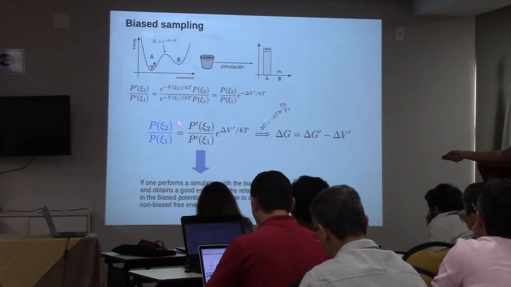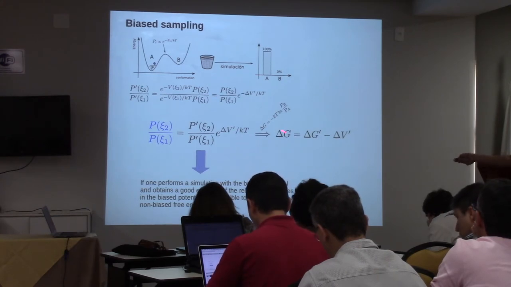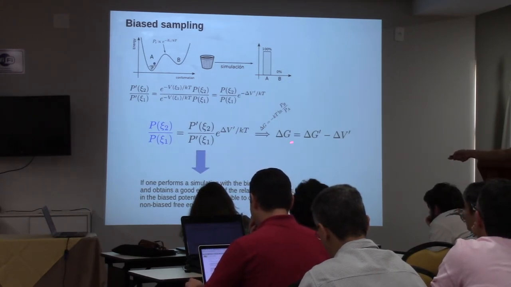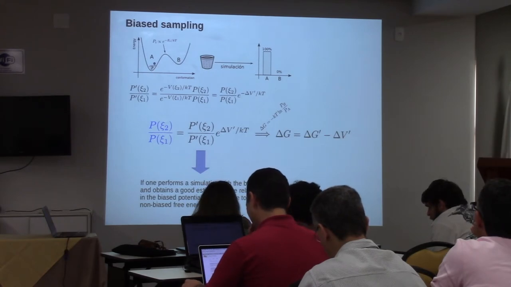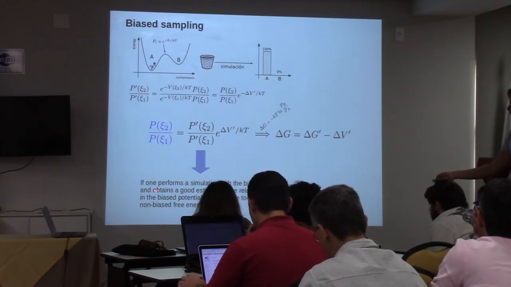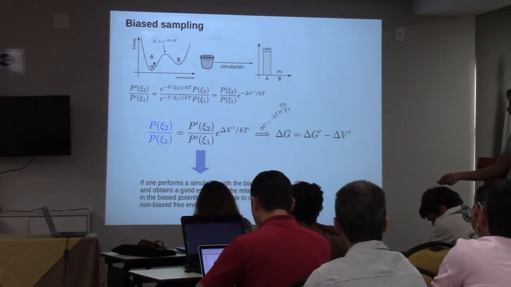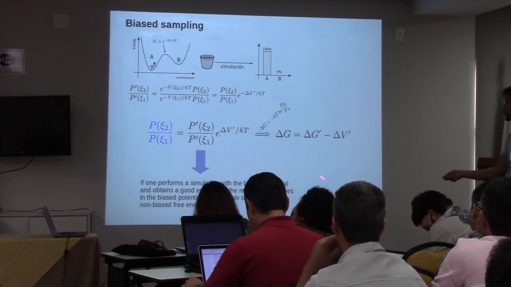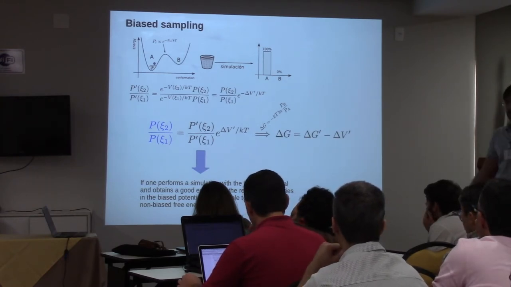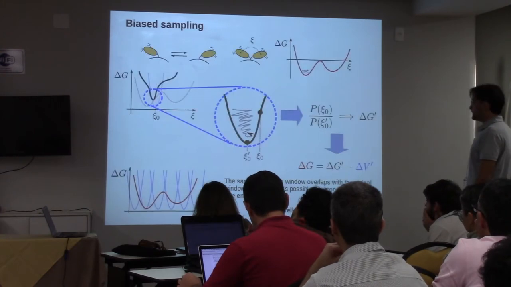Then this relative probability can be transformed into free energies according to the definition of the free energy, and if we do this operation, we get that the free energy in the non-perturbed potential is the free energy in the perturbed potential minus the variation in the potential energy introduced. So if one performs a simulation in the biased potential and obtains a good estimate of the relative probabilities in the biased potential, it's possible to compute the non-biased free energy. And this is the fundamental result here.